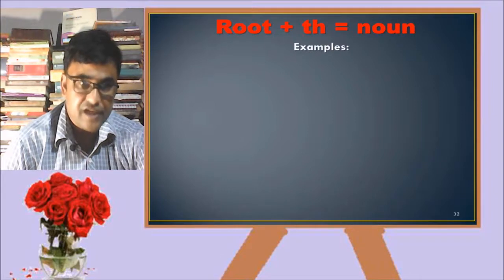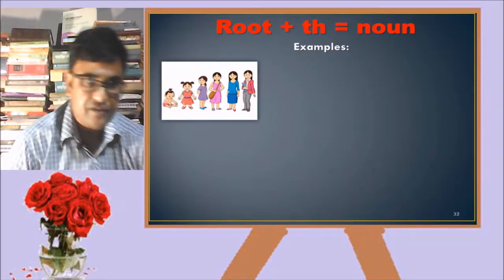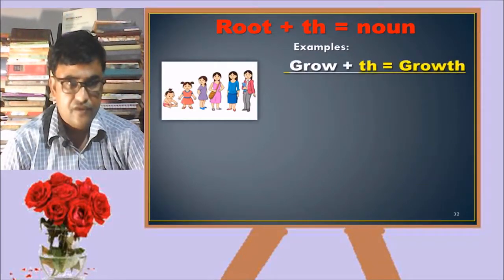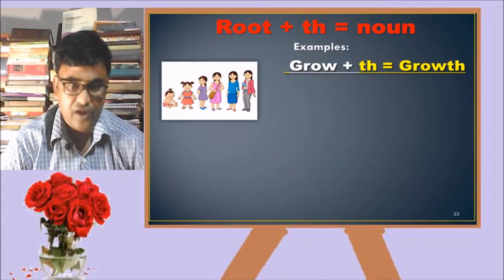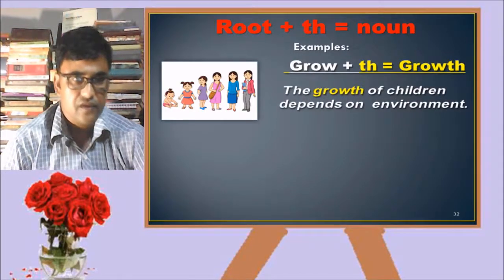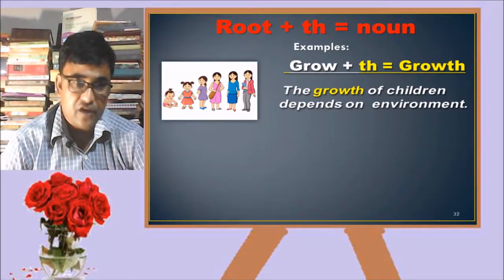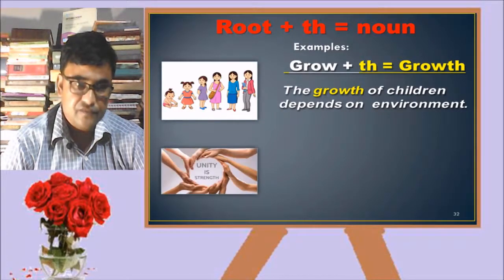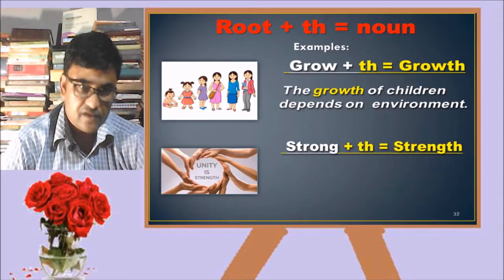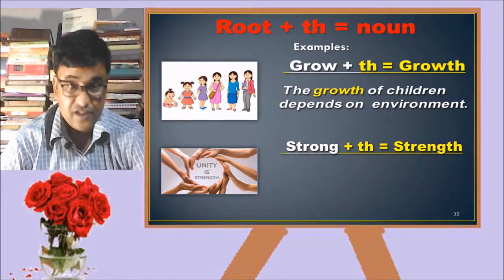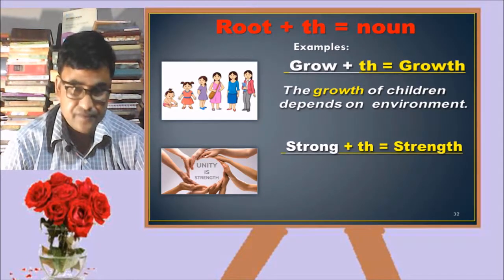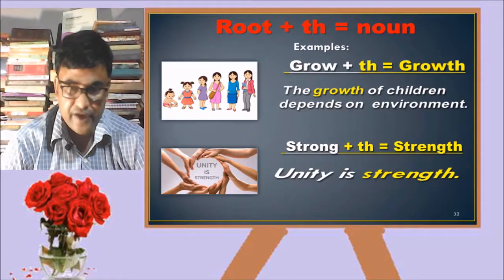Root plus TH equal noun. Examples. Look at the picture. Grow plus TH equal growth. The growth of children depends on environment. Look at another picture. What is this? This is a sign of unity. Okay. Strong plus TH is equal strength. Unity is strength.